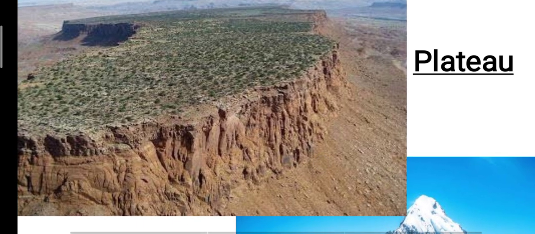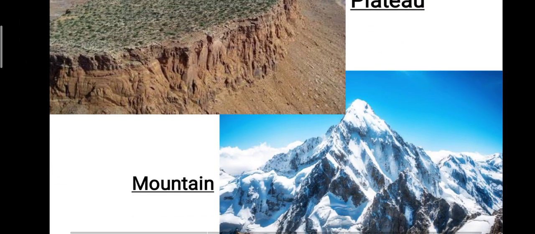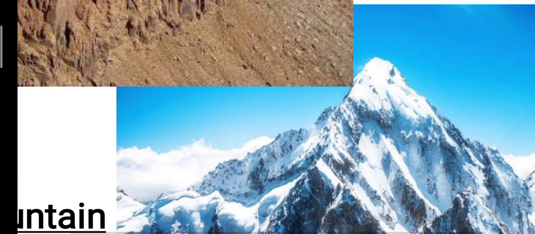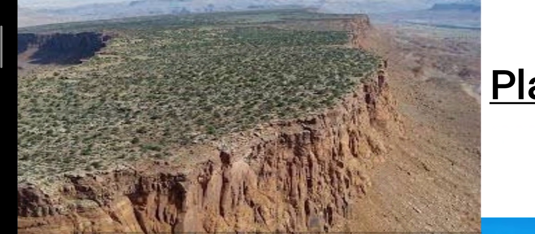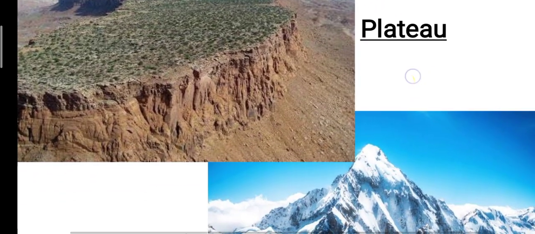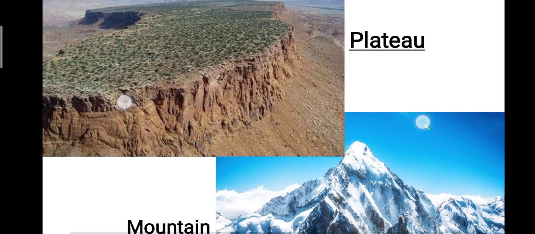And the next question is, how is it different from a mountain? So children, mountains are very big and they have pointed peaks. Here, as you can see, it has a pointed peak. But plateaus, on the other hand, are not that big in height and they are flat from the top. So this is the difference between a mountain and a plateau. Mountains have sharp, pointed peaks, but plateaus are flat from the top.